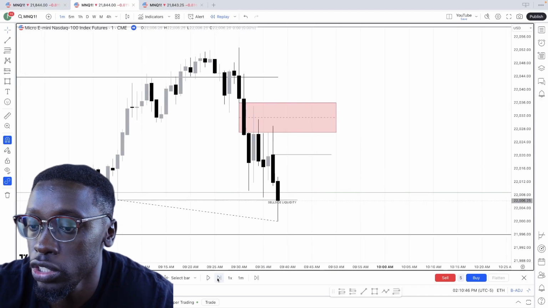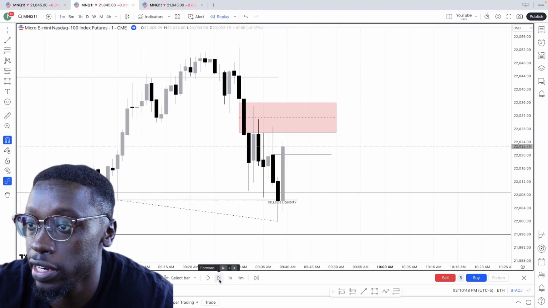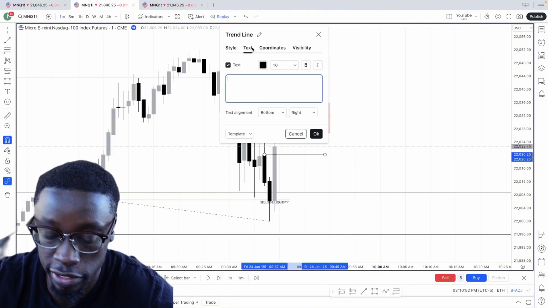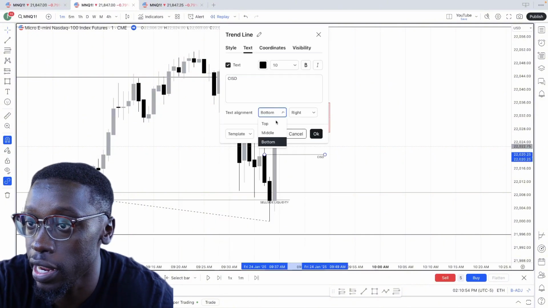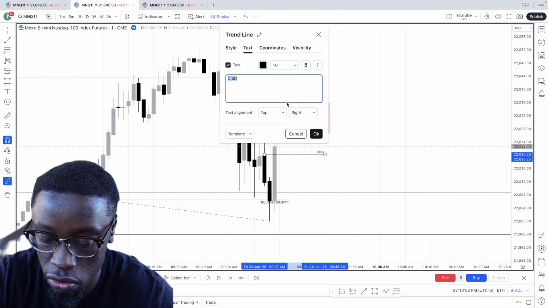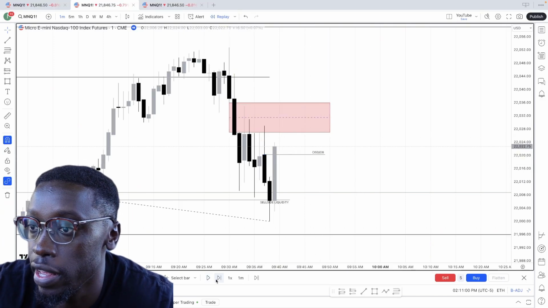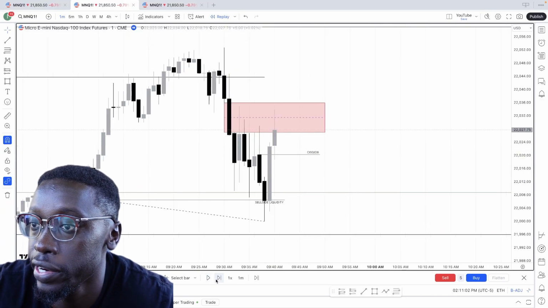So you can see here, the market then does trade higher, right? And we form this change of state of delivery here. So we can go ahead and mark that as a change of state of delivery or order block, however you want to classify that. And then, you know, we do trade higher here.